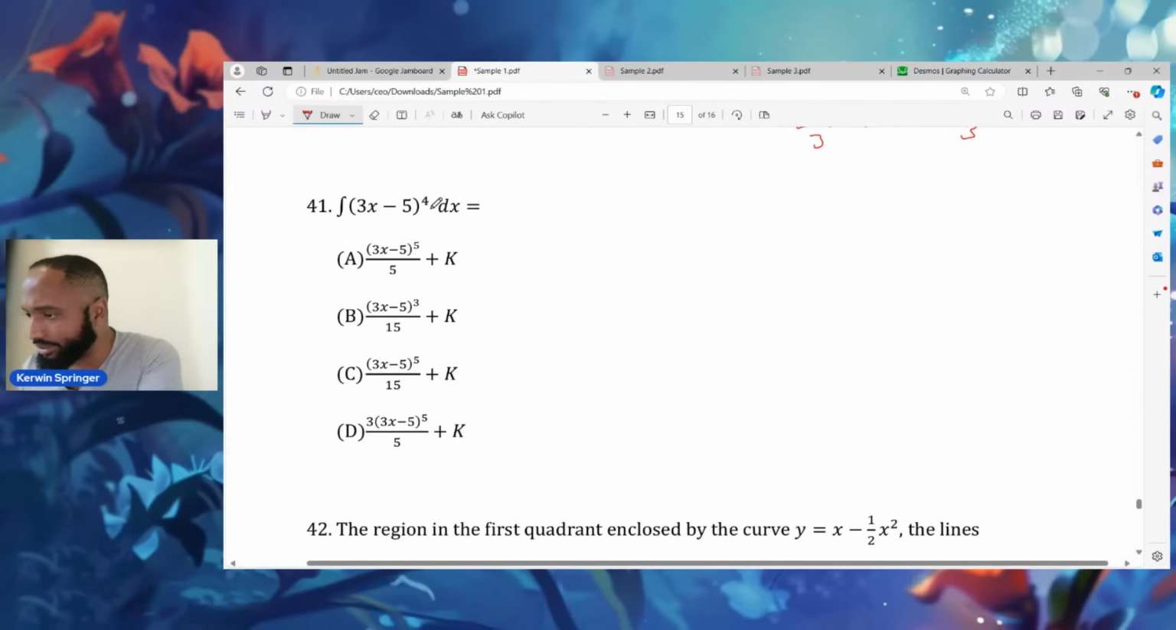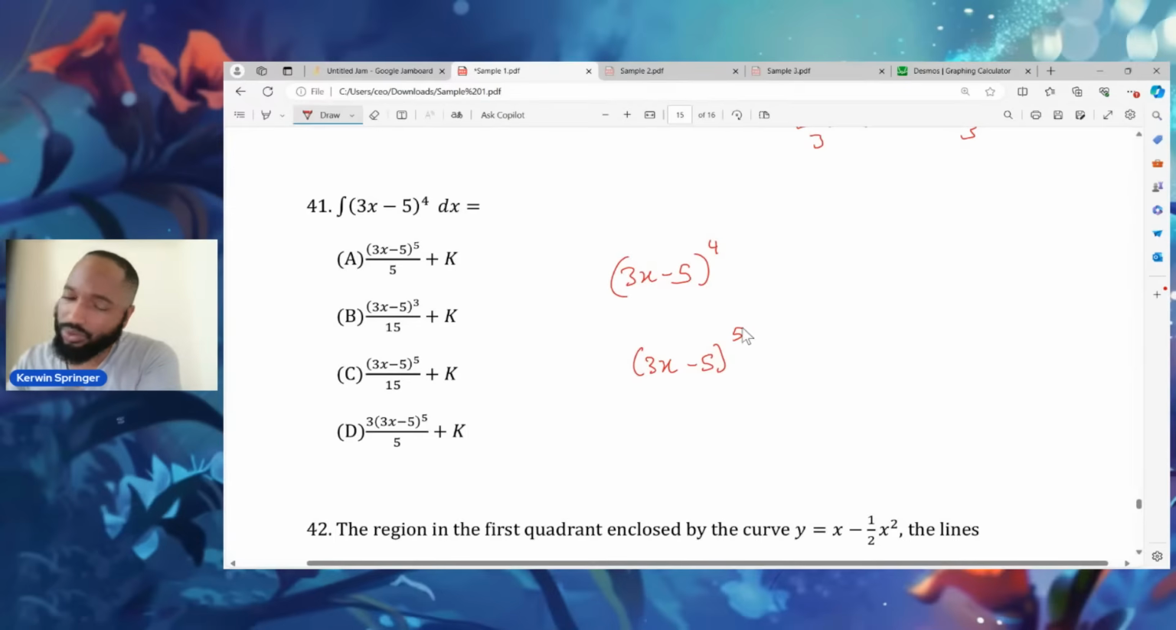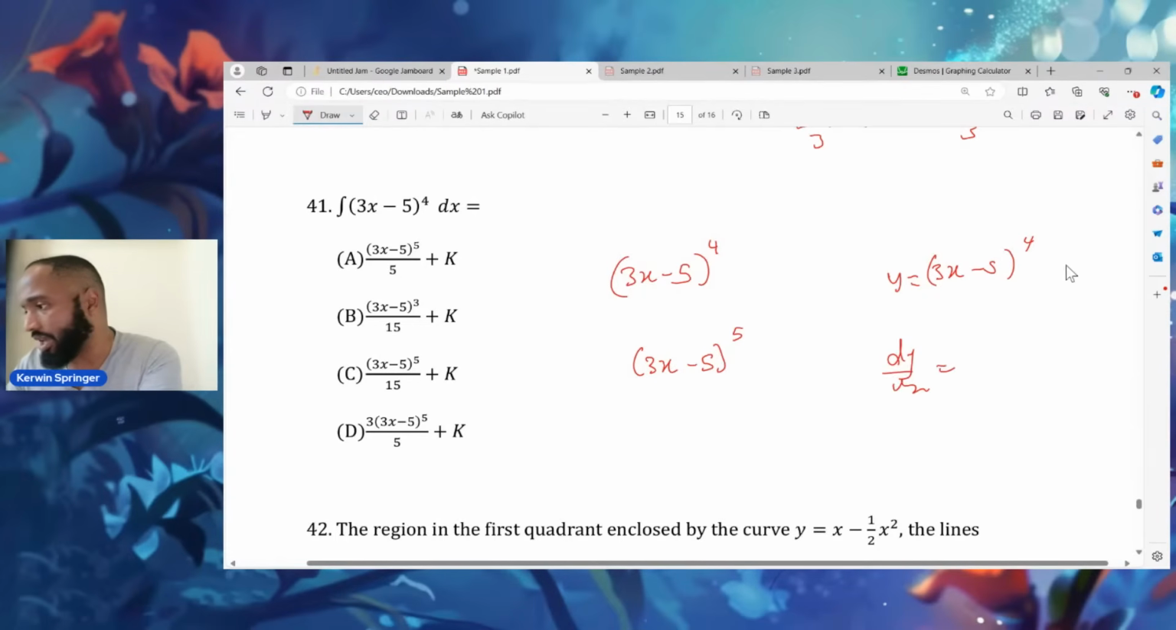Integrate this. So they just want to integrate this. To integrate this, what we're going to do this time is add to the power, so it goes up to 5. You know how it goes, right? Like if I was differentiating this, if y is that and I was differentiating it, the 4 would have come down here, the power would have dropped to 3, and I'd have still multiplied by the differential inside the bracket, so I'd have to multiply by 3.